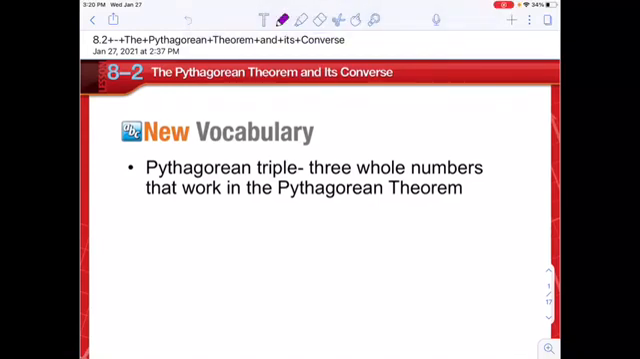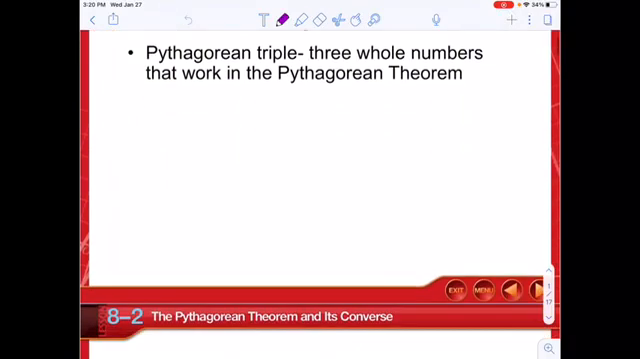Hello, today we are going to cover 8.2, the Pythagorean theorem and its converse. The first thing we are going to look at is the new vocab. This is Pythagorean triple, 3 whole numbers that work in the Pythagorean theorem.